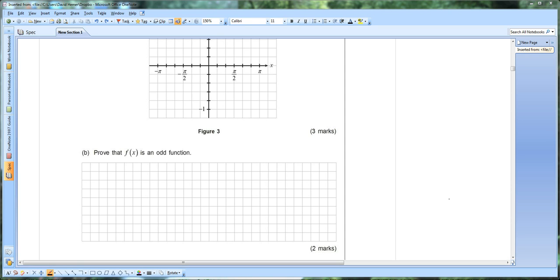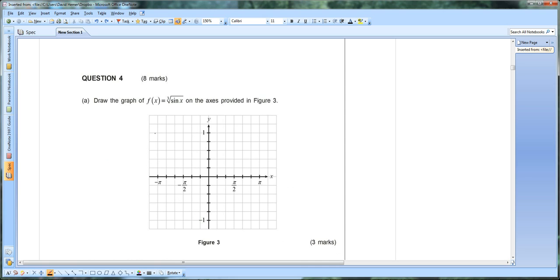Alrighty, I'm going to work through question 4 of last year's Specialist Mathematics exam now. So the first question involves graphing this particular function. This is really one of those questions where we want to use the graphics calculator to get an idea of the plot and then graph it on the paper here.